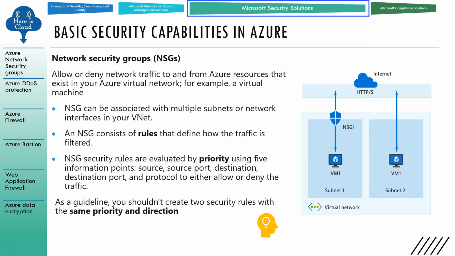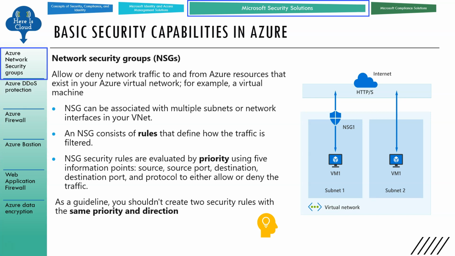Just a reminder, the screen is structured in such a way that at the top you see those 4 sections and we are in the third section, Microsoft Security Solutions. The heading tells which subsection we have. We have basic security capabilities Azure, and on the left hand side you see the topics which we are going to cover in this section. So this is designed in such a way so that you are not lost in so many topics. So let's get started. The first topic in this is network security group.